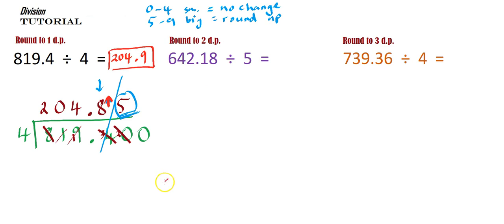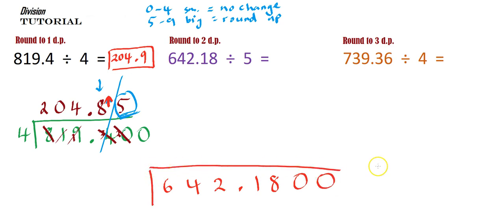For the second one, let's try that. 642.18. Put in there another couple of zeros just in case I need them. Divided by 5. Right. 5 into 6 goes 1 with 1 left over, right? 5 into 14, that goes twice with 4 left over. 5 into 42, that's 8 with 2 left over. Right. I'm up to the decimal point. Put a decimal point. 5 into 21 goes 4 and 1 left over. 5 into 18, that goes 3 times, and 3 left over. 5 into 30 goes 6, and it's finished.